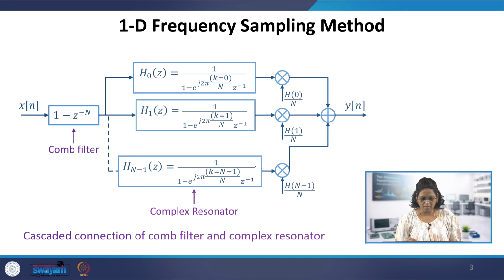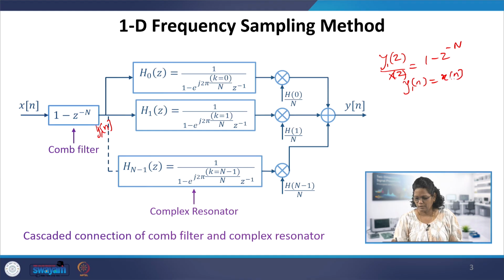First we look at the comb filter. Let us take y1 of n. The transfer function Y1 of z by X of z is equal to 1 minus z to the power minus n. This has a delay, a simple structure: y1 of n equals x of n minus x of n minus n. So this is the comb filter difference equation.